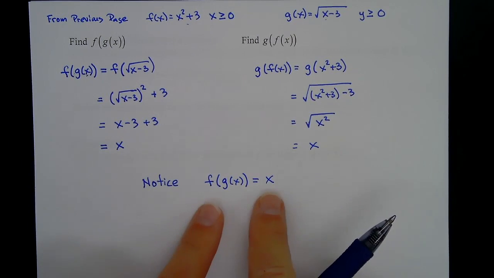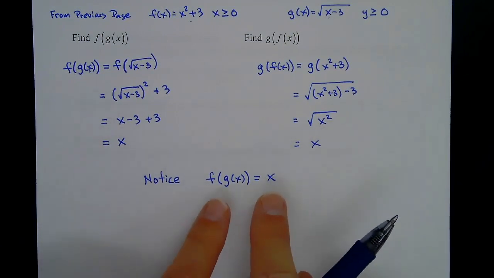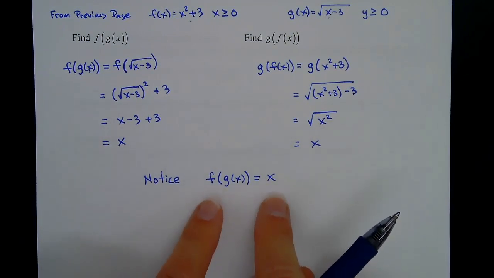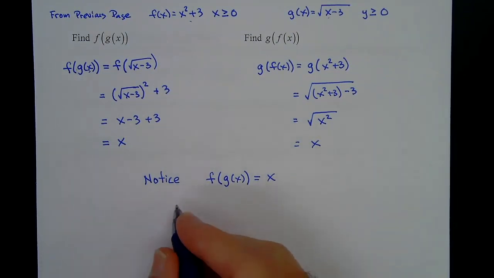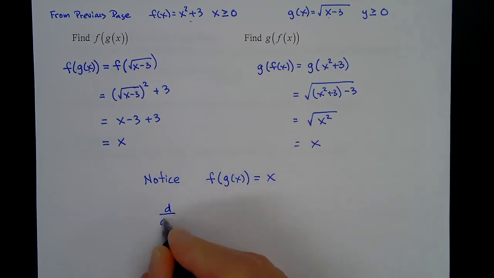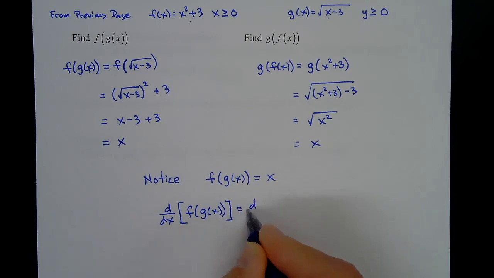Now, because we know this fact, and this kind of reassured it if we didn't remember it, that's why I did this: if I take the derivative with respect to x of both sides, well, let's just do it. So I'm going to take the derivative with respect to x of both sides. So d dx of f of g of x is equal to d dx of x.